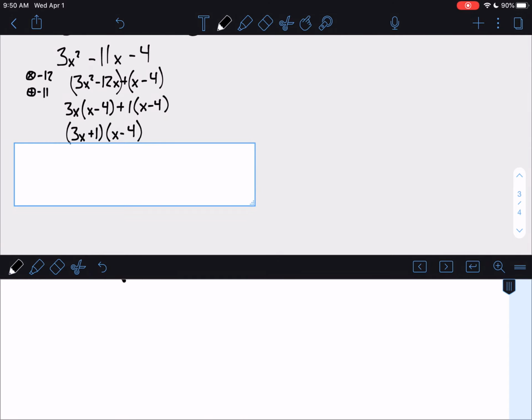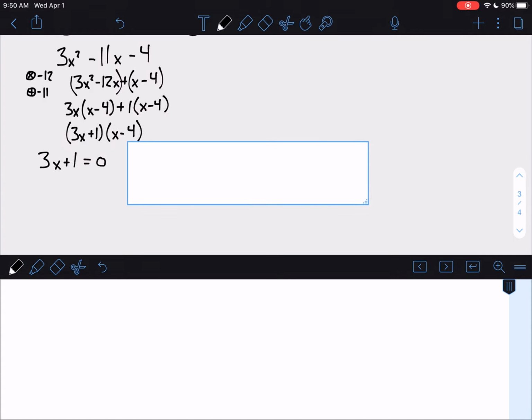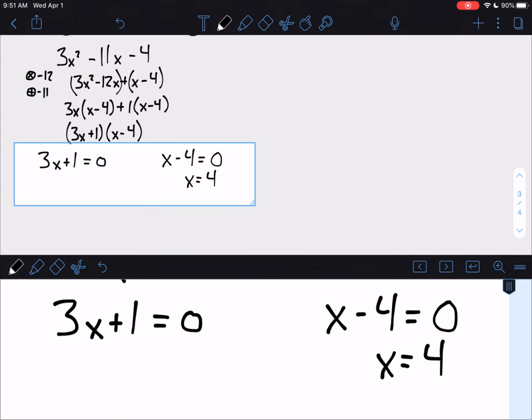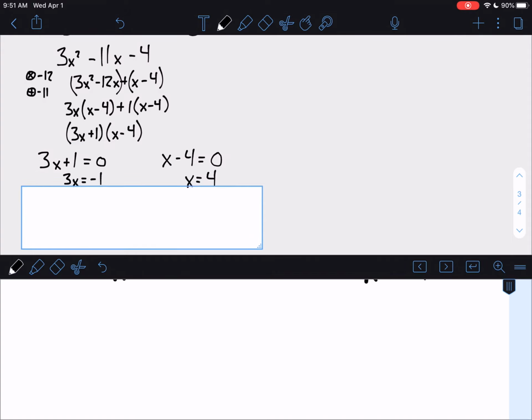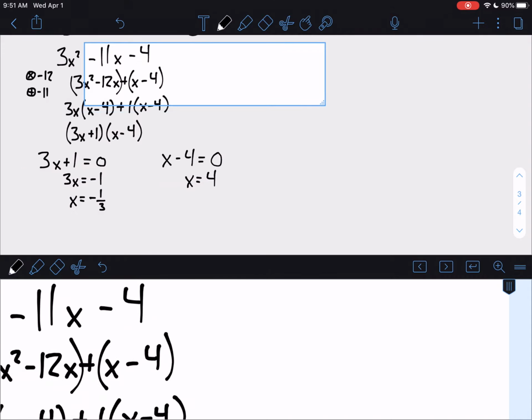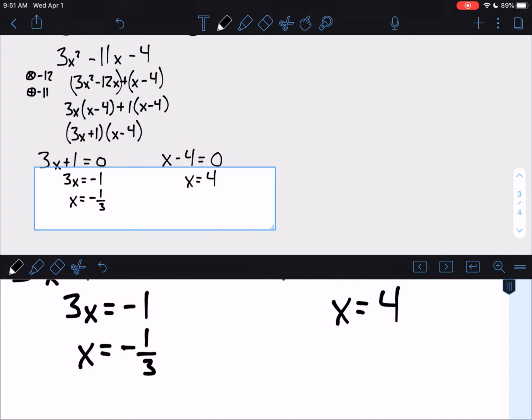equals 0, just like before. So I have to set each factor equal to 0. So 3x plus 1 equals 0, and x minus 4 equals 0. Well, if x minus 4 equals 0, I can just add 4 to both sides, and I get x equals 4. If 3x plus 1 equals 0, I can subtract 1 from both sides, so I'll have 3x equals negative 1, and then divide by 3, x equals negative 1/3. Which means my remaining two zeros that I was looking for are going to be negative 1/3 and 4.